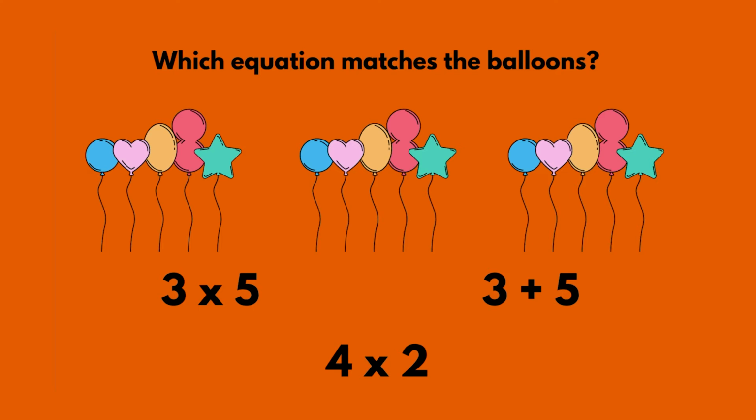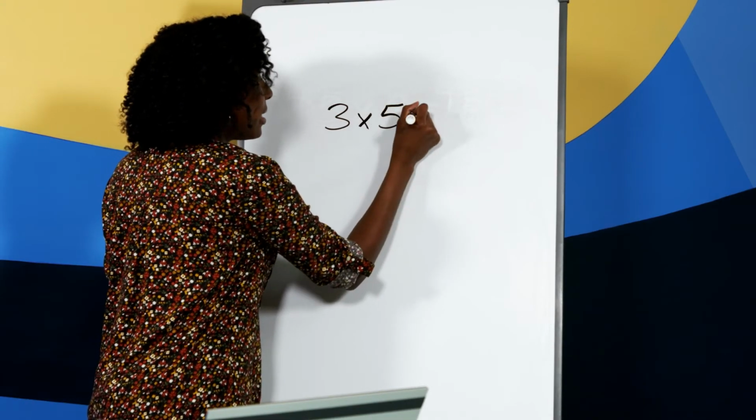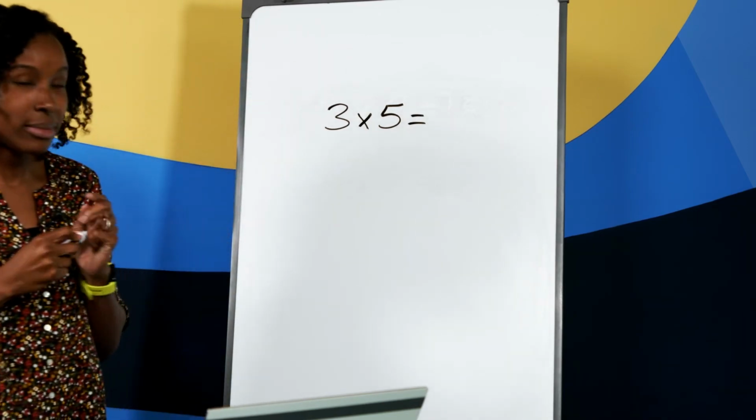Let's look at the last equation that says 3 plus 5. Do you see a group of 3 balloons plus a group of 5 more balloons? I don't think that one matches either. I think the equation that fits is 3 times 5. And I bet we can take a moment to solve that.